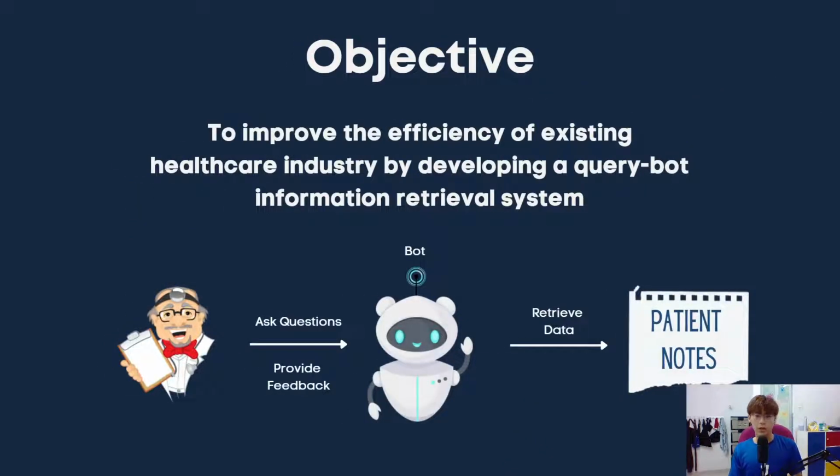So the main objective of this article is to develop a query bot information retrieval system that allows clinicians to ask natural questions to retrieve data from patient notes and accepts their feedback, so the bot can improve itself from time to time to improve healthcare efficiency.